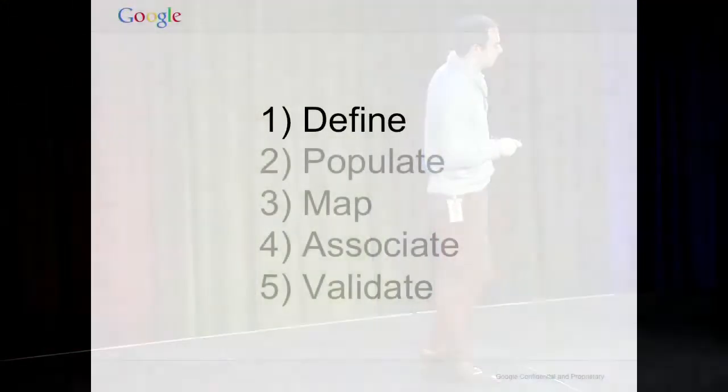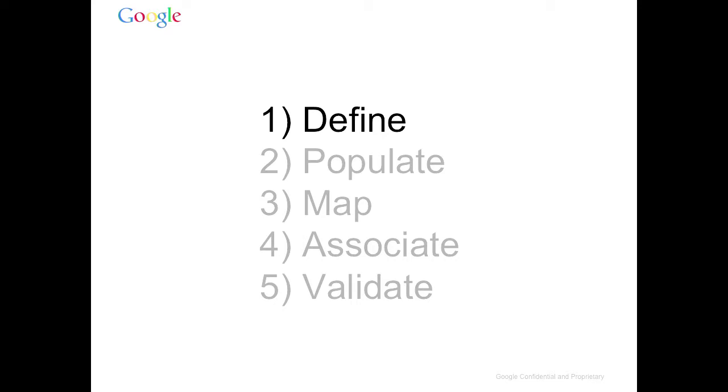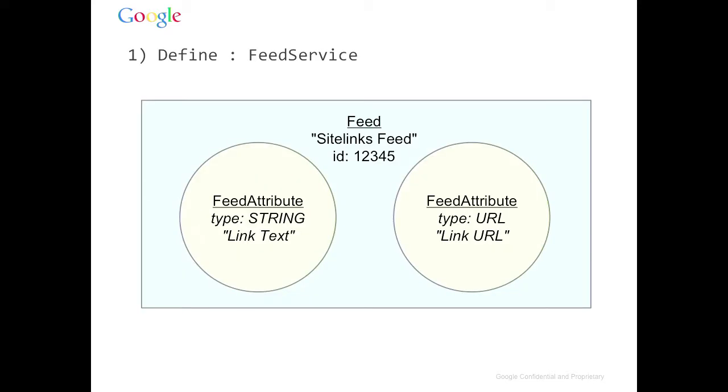Okay, so let's walk through each of these in a little bit more detail. First step, defining our table. All right. Fundamentally, we're going to create a feed object. It has 2 properties. Its name, let's call it site links feed. In this example, we're going to create some site links. And it has an ID that you get back after you create it.